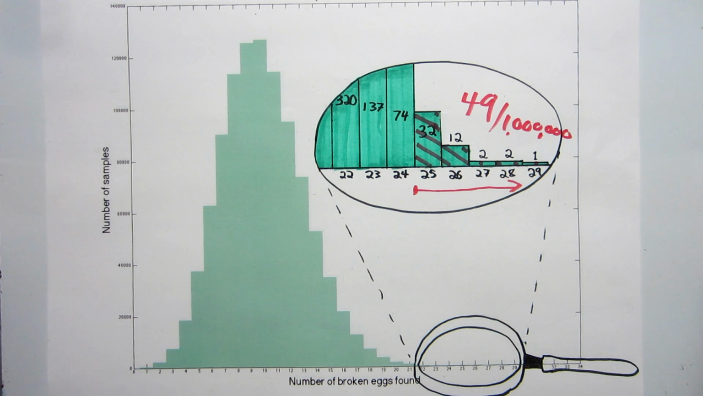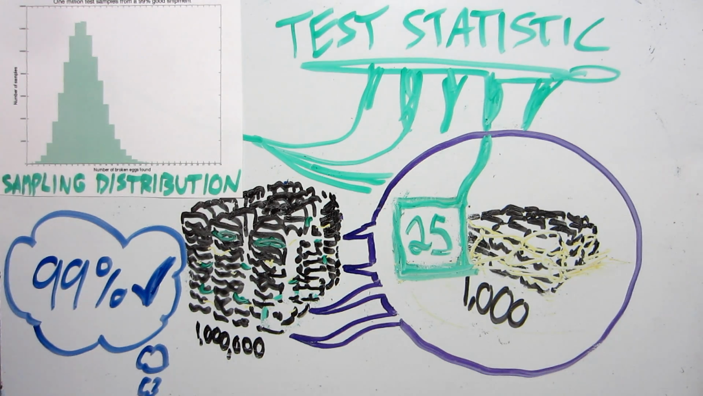This number is very important. It's called the p-value. P-values are very often misinterpreted, so let's take a minute to carefully lay out what this really means. We have an assumption about the whole set of eggs, which is called the Null Hypothesis, that 1% are broken.